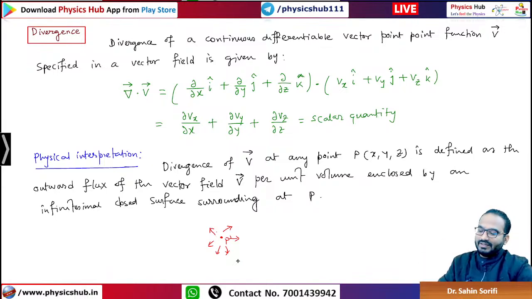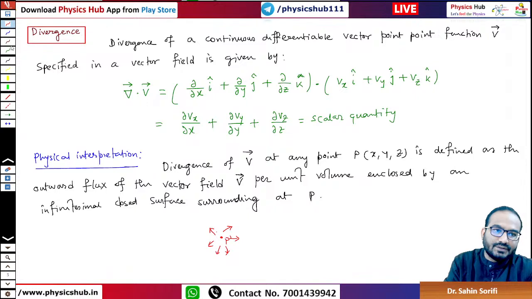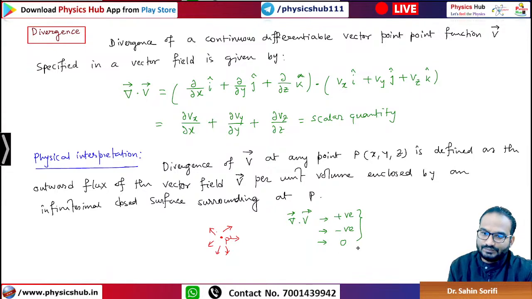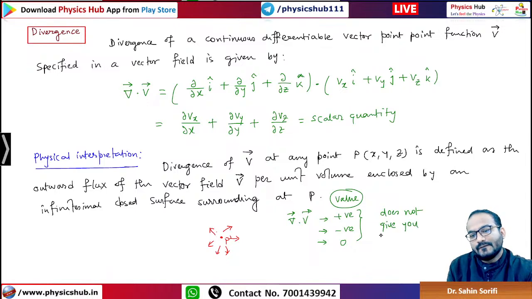Look, you can get different values of this divergence. You can get it to be positive, you can get it to be negative, you can get it to be 0. So divergence is only giving you the magnitude, the value. It doesn't give you the direction of the vector field. So that is why this divergence is a scalar quantity.